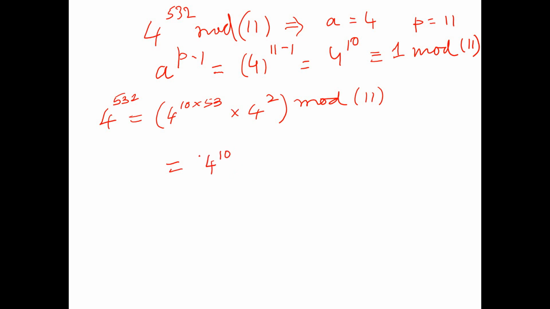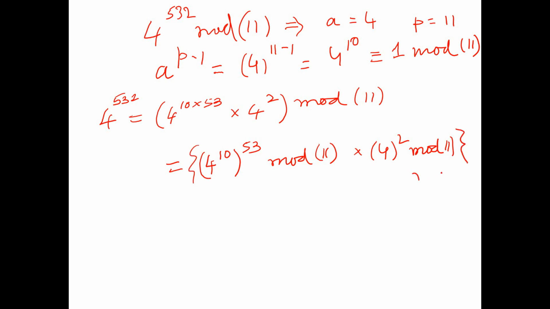This is internally what is happening. So this part, 4 to the power 10 mod 11, is 1. 1 to the power 53 is 1. Understood why we are using the formula? 1 to the power 53 is 1. So the whole of this thing is 1.